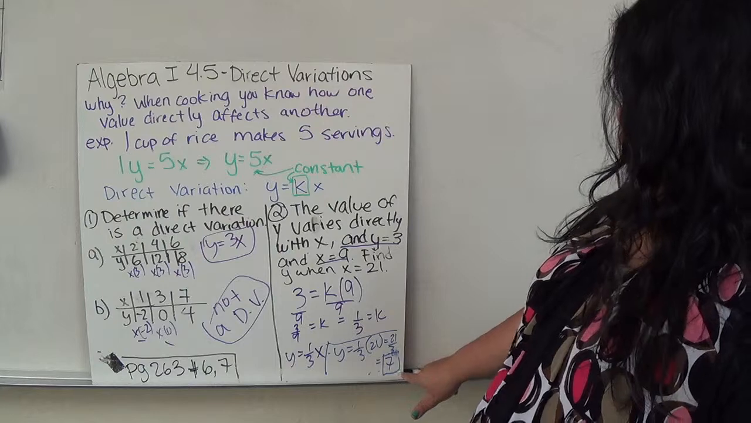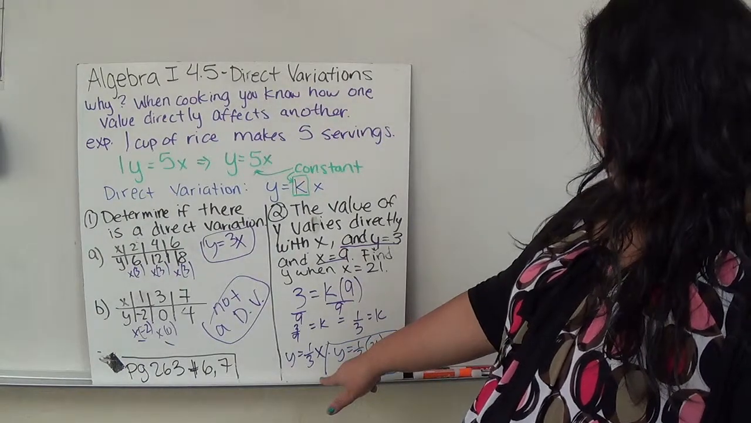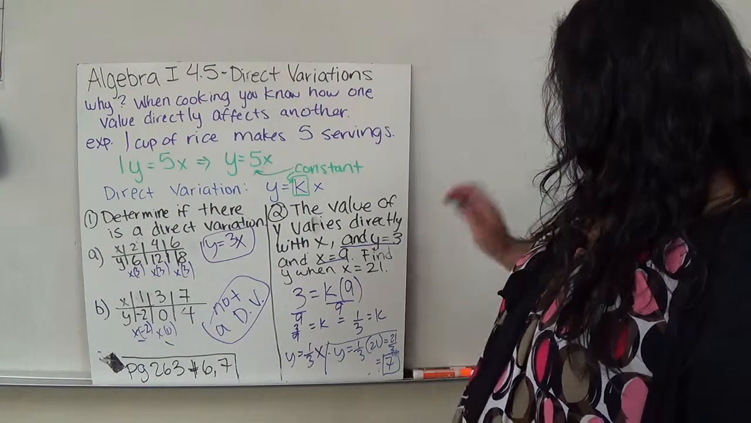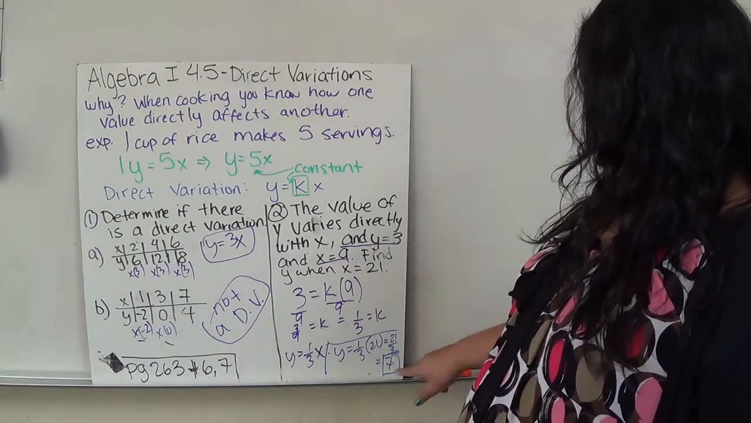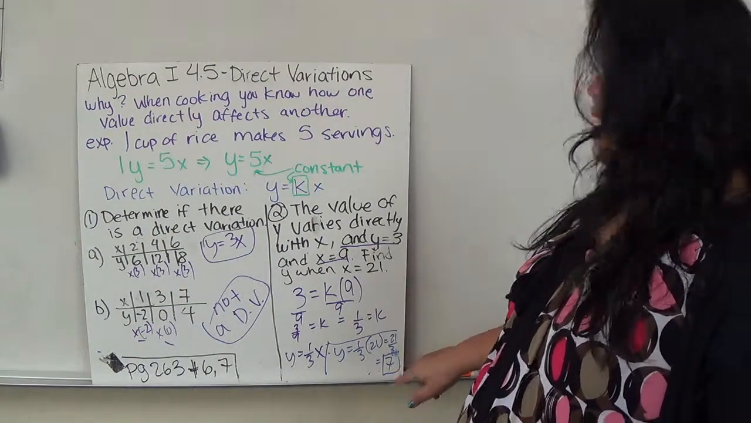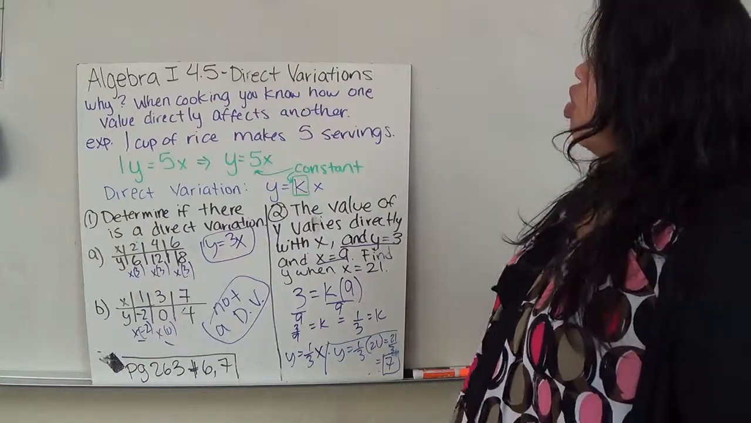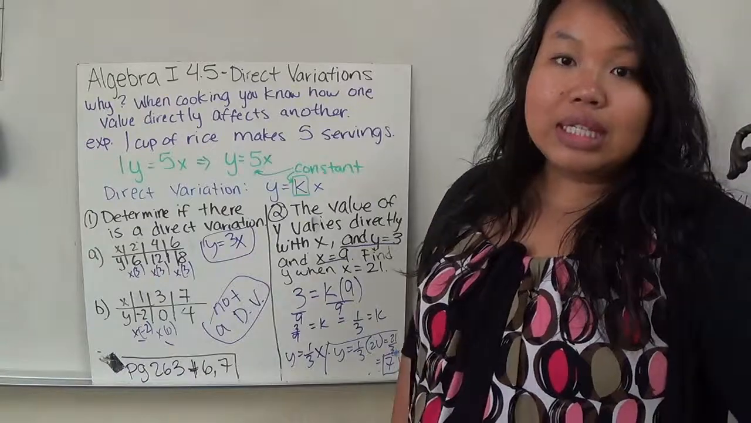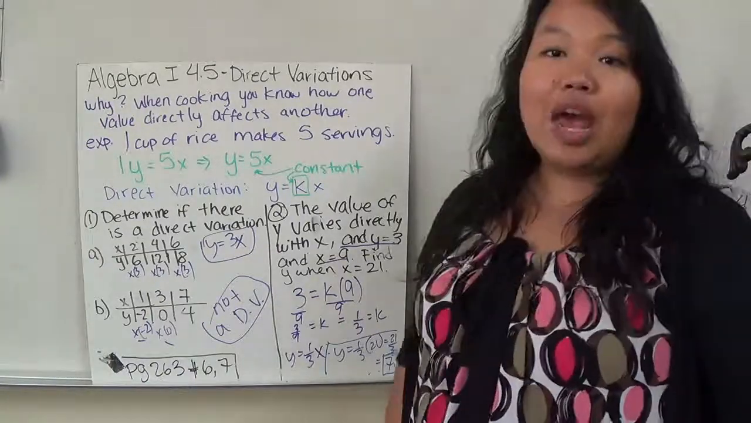So basically, if I'm using this equation for direct variation, that's telling me that when x is 21, it directly varies to 7. Okay? So go ahead and try out page 263, number 6 and 7. I will see you in class.